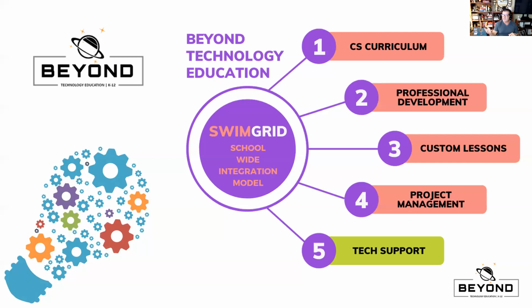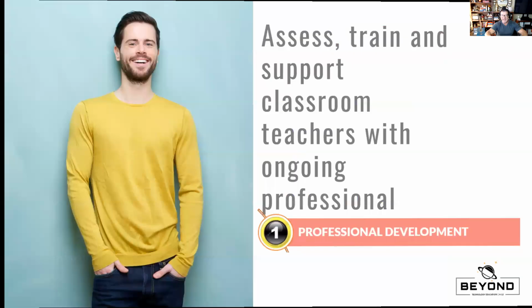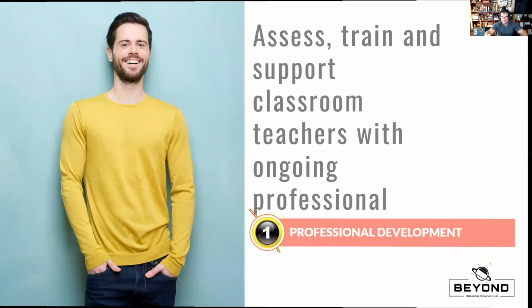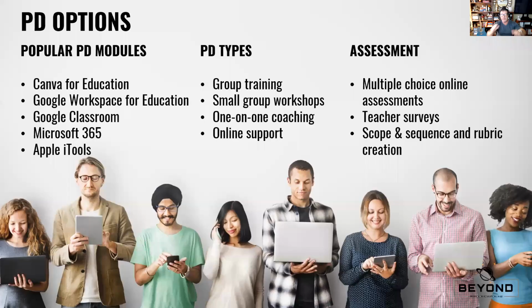And then obviously at some point, someone needs to make sure all this stuff works. Someone needs to make sure your networks are upgraded, that you've got the internet access you should be getting. And so we do have a tech support function for schools that need that. So, when it comes to professional development, there's a lot of different ways to do it. We break it into 3 different categories, and there's so many different things.